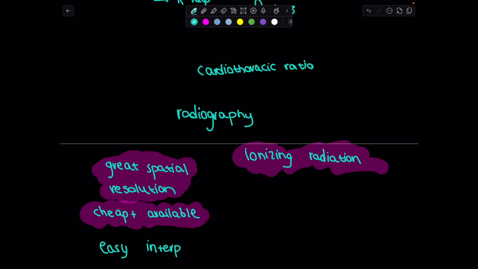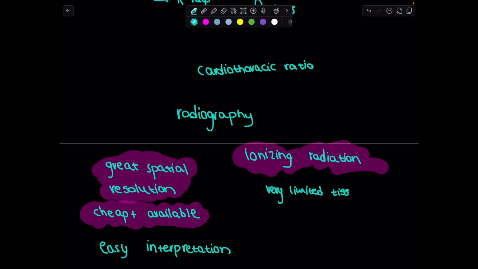Bones block more, soft tissues less, creating clear contrast on the image. Detectors capture these variations sharply, especially in high-contrast areas like lungs or bones. CT amps this up by reconstructing multiple angles into detailed slices. Want to dig into how resolution compares to other methods or something else?